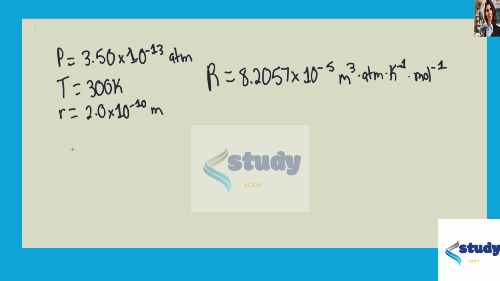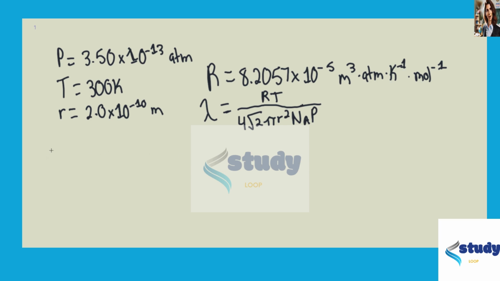And then we can simply find the mean free path, lambda, is going to be equal to RT over 4 radical 2 pi r squared, Avogadro's number, pressure. This is simply a formula, but at this point, because they're giving us all of the constants, we only need to plug in our constants and solve.